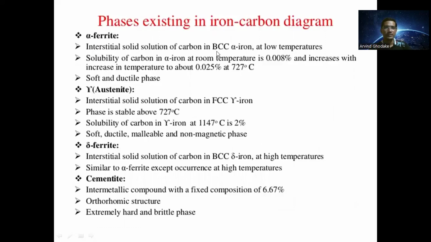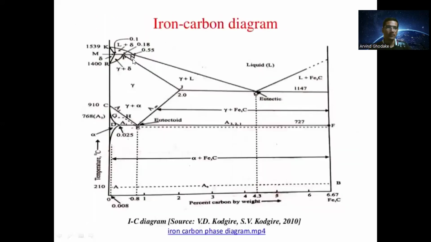Then the different phases existing in the iron-carbon diagram are as follows. The first phase is alpha ferrite. It is the interstitial solid solution of carbon in BCC alpha iron at low temperatures. The solubility of carbon in alpha iron at room temperature is 0.008% and increases with the increase in temperature to about 0.025% at 727 degrees Celsius. This phase is soft and ductile in nature. So this is the first phase, alpha ferrite.